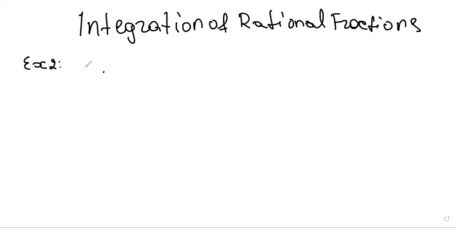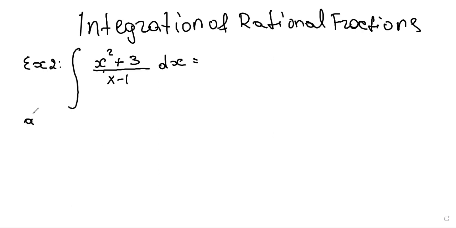Example 2, which is the integral of (x squared plus 3) over (x minus 1) dx. In this kind of integral of rational fractions, we see that in the numerator we have x squared, a square number. So on the right side, we should write something with a square number, which should make something like a squared minus b squared, which is (a minus b)(a plus b).